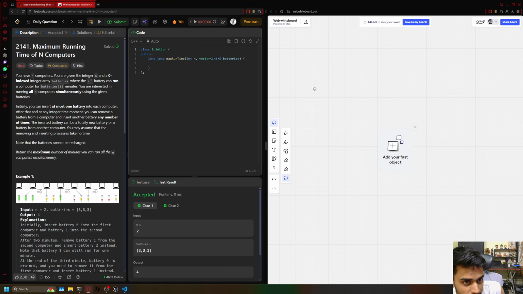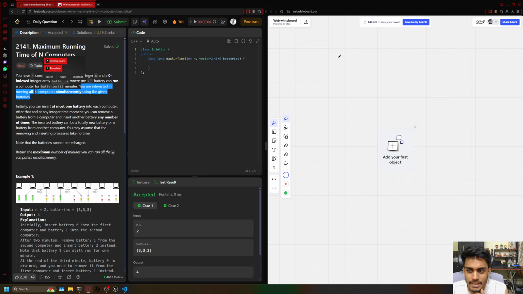So the problem states the maximum running time of n computers. The question states that we have n computers, and you're given the integer n and a zero-indexed integer array batteries where the ith battery can run a computer for batteries[i] minutes. And you are interested in running all n computers simultaneously using the batteries.